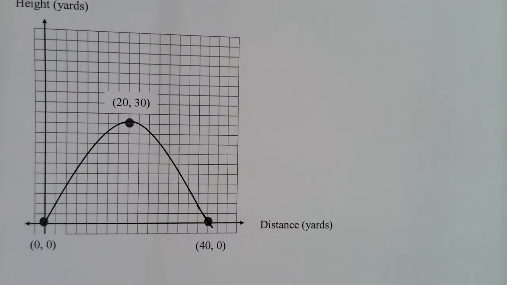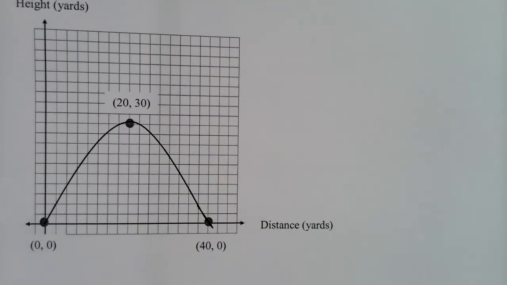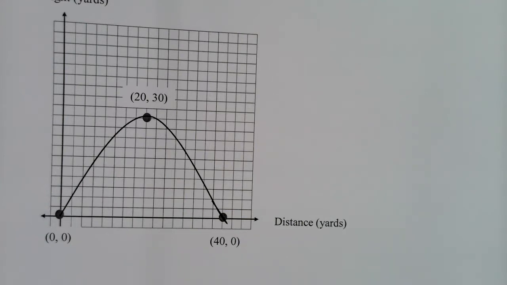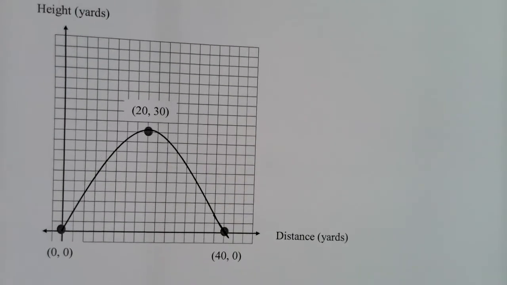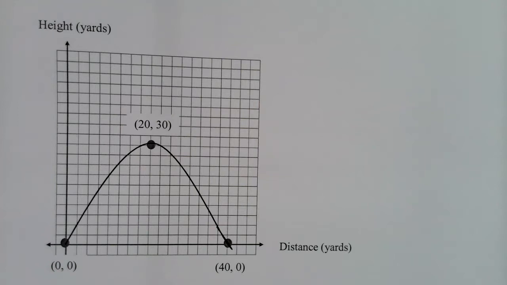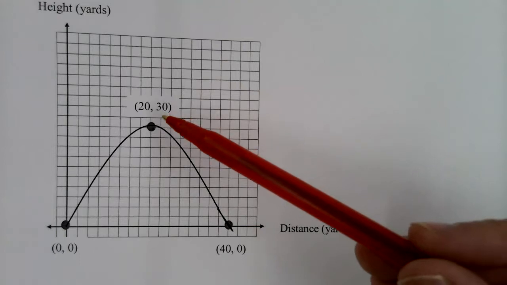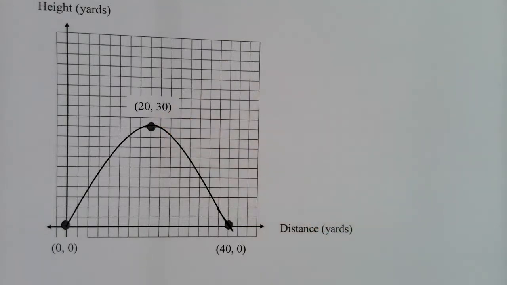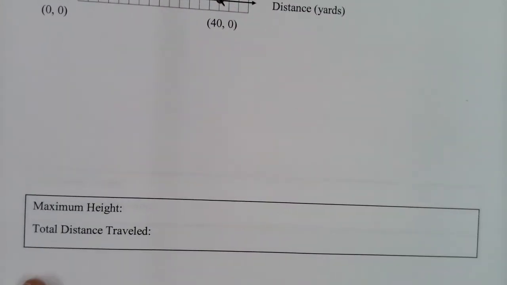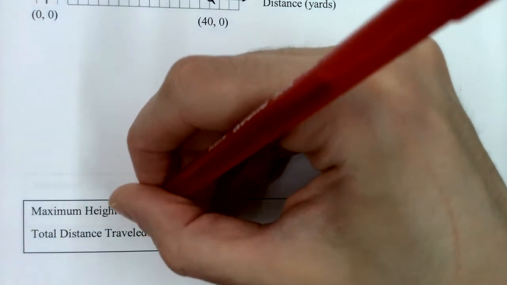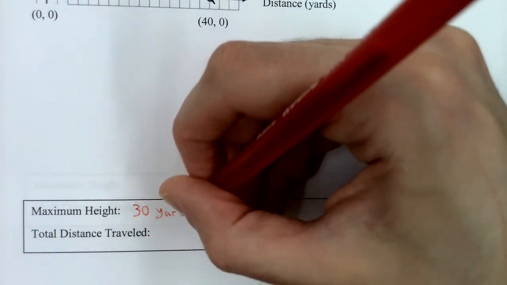Let's start with robin. Now this one's easy. That's robin's path, the height in yards. Maybe that's why I keep thinking of yards. That's the height in yards, and that's the distance in yards on the x-axis, height on the y-axis. What is robin's maximum height? That's the y-coordinate, so it would be 30 yards. So robin's maximum height is 30 yards.